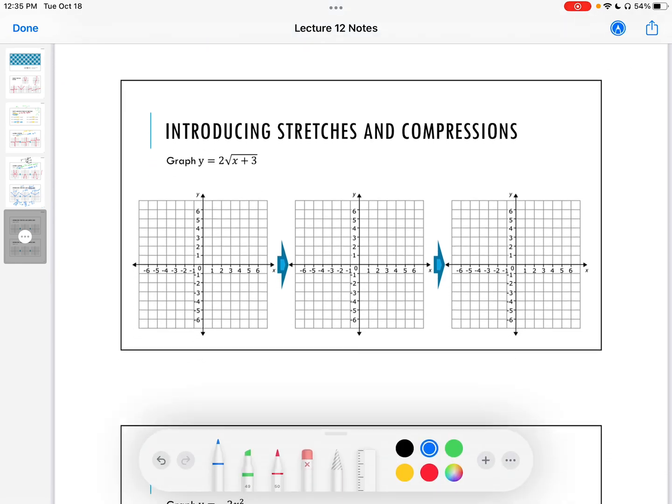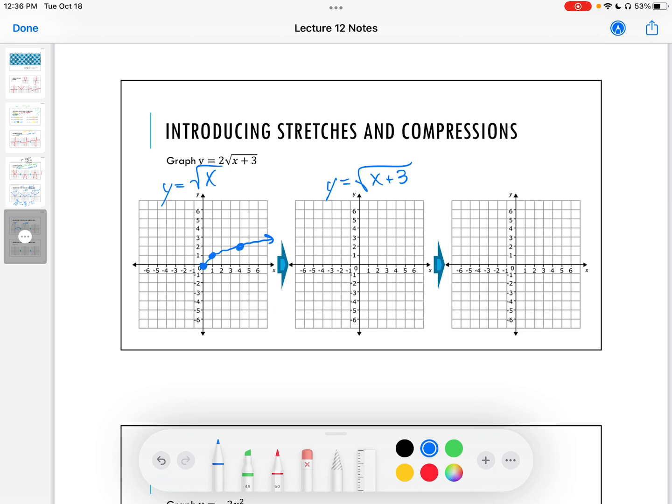Next, I've got y equals 2 square root of x plus 3. So start out with my parent function, which is just y equals square root of x: 0, 0, 1, 1, 4, 2. Remember, this is just that little nub in there. Now I always want to work inside out. So the next thing that I want to do would be my square root of x plus 3.